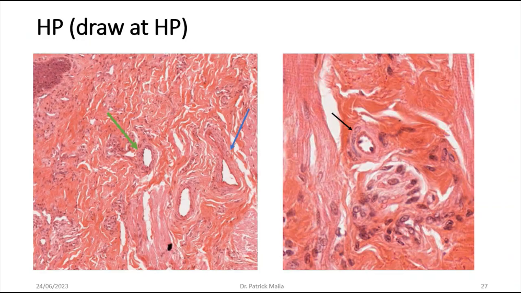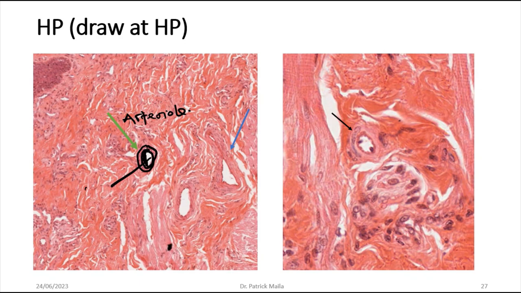So we look at it at the high power here. At high power, you look at this. This here is a blood vessel. This blood vessel has got a regular shape, so this is an arteriole. Any blood vessel that has got a regular shape is an arteriole. How do you know it's a blood vessel? It has a lumen here in the middle.